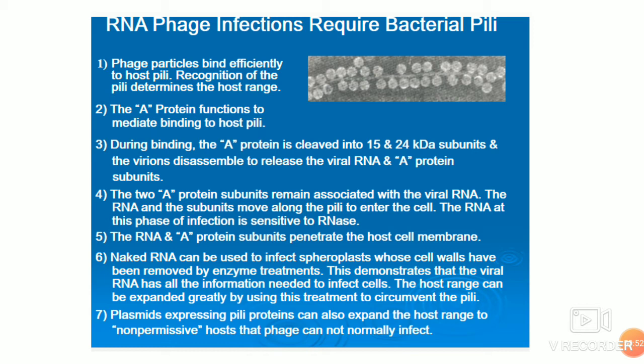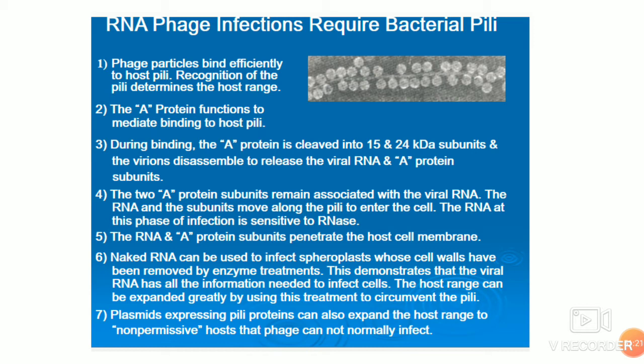Phage particles bind effectively to host pili. Recognition of the pili determines the host range. The A protein functions to mediate binding to host pili. During binding, the A protein is cleaved into 15 and 24 kilodalton subunits, and the virion disassembles to release the viral RNA and A protein subunit.